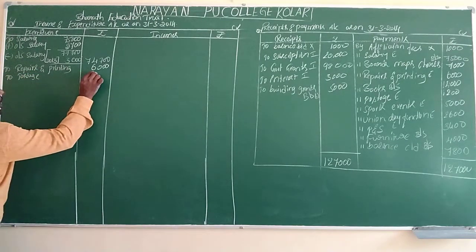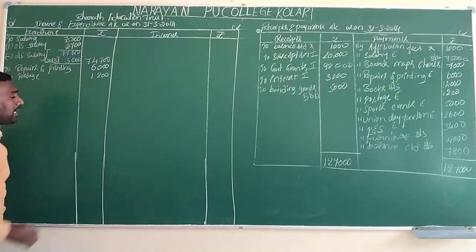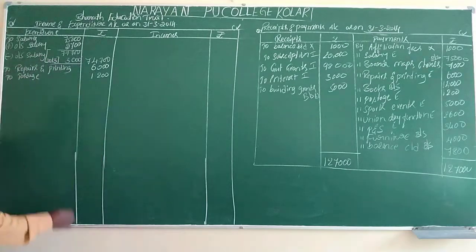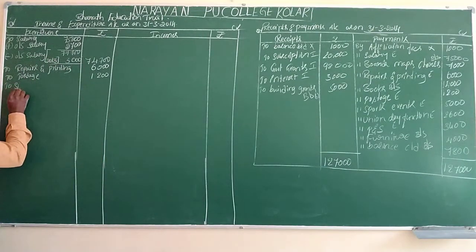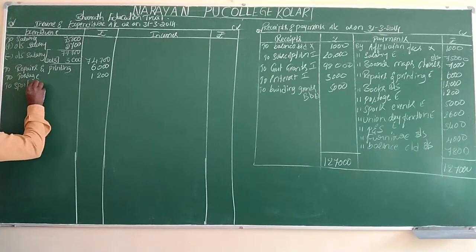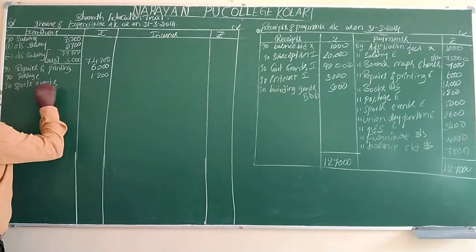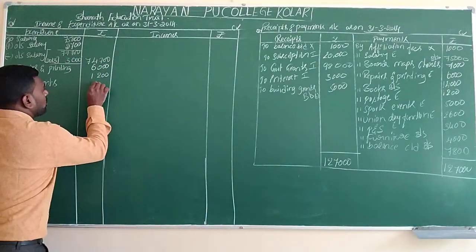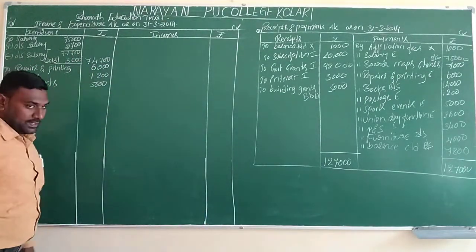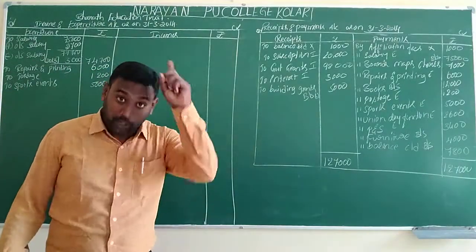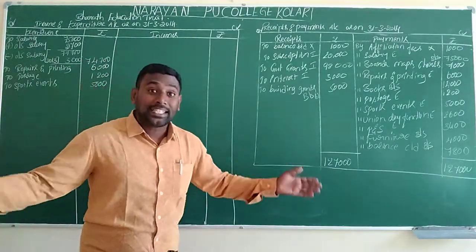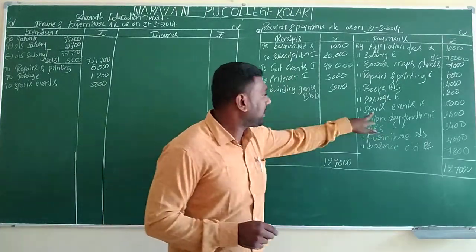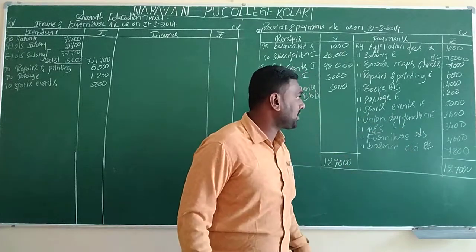The value is 1,200 rupees. That 1,200 rupees will be considered as expenses. And also sports events. To sports events. So the value of sports events is 5,000 rupees. That 5,000 rupees will be considered as expenses. So here, sports equipments are the asset. By conducting the sports, what expenses we have to spend will be considered as sports event. That will be an expense.